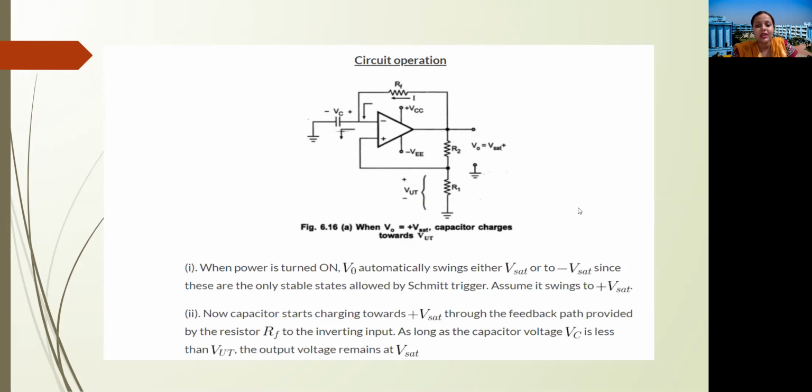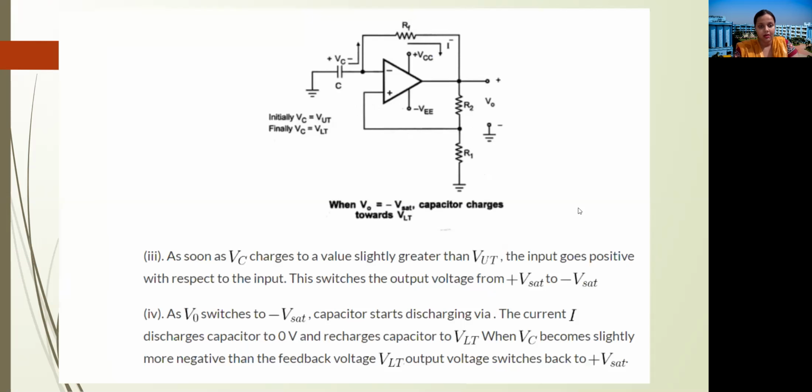Now the capacitor starts charging towards positive Vsat through the feedback path provided by the resistor RF to the inverting input. As long as the capacitor voltage Vc is less than VUT, the output voltage remains at Vsat. Now when Vc charges to a value slightly greater than VUT, the input goes positive with respect to the output. This switches the output voltage from plus Vsat to minus Vsat.